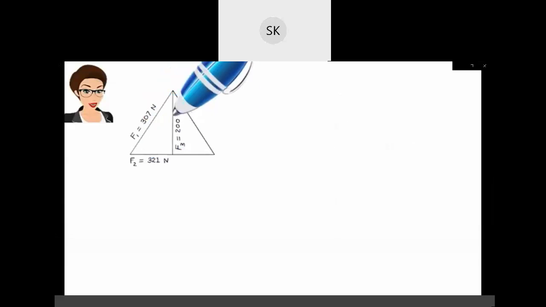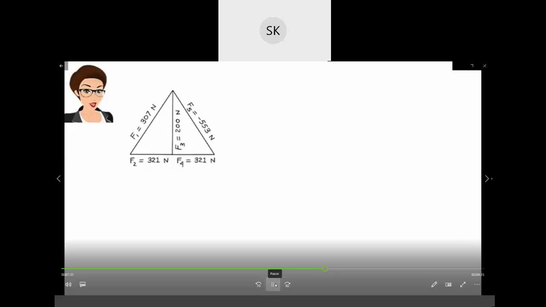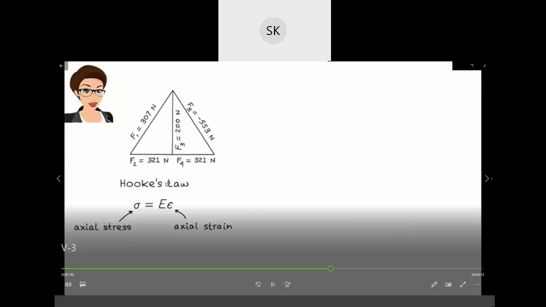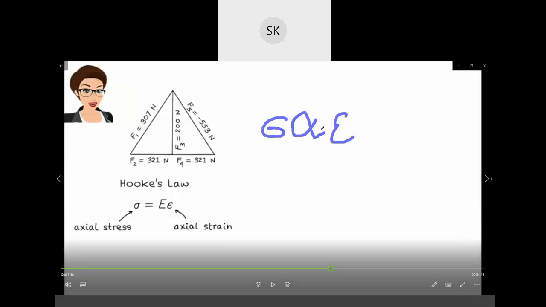Let's determine the axial elongation of each member due to the real loads. According to Hooke's law, axial stress equals the modulus of elasticity of the material times axial strain. What Hooke's law says is that stress is directly proportional to strain, and when you remove the proportionality sign, stress equals capital E times strain. And what is this E? Young's modulus, or modulus of elasticity.